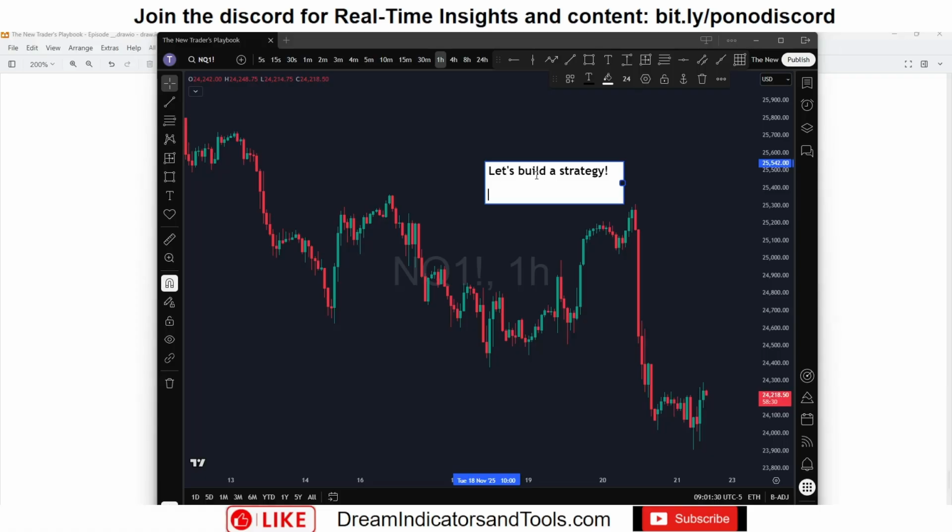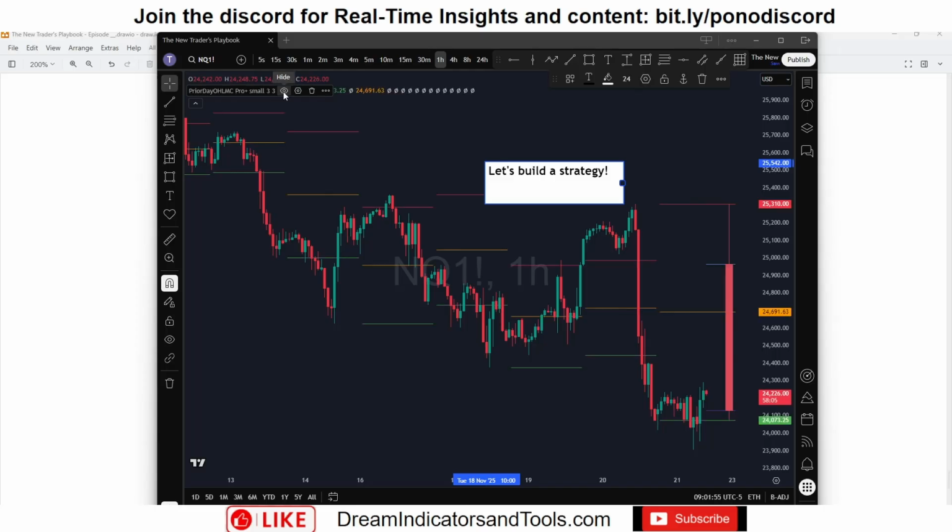So one of the simplest things that I can think of is using the previous day's price range. Now, as I've talked about a few times on our website, dreamindicatorsandtools.com, I've got a few different indicator packages that you may want to look at. And this is one of my favorite ones, which comes from the Key Levels Pro. This is the prior day open, high, low, mid, close pro. Now, I have edited it a little bit to take out some specific things just so that we can see the previous day's high, which is red, the previous day's low, which is green, and the previous day's mid. Okay, these are extremely important levels, extremely important.